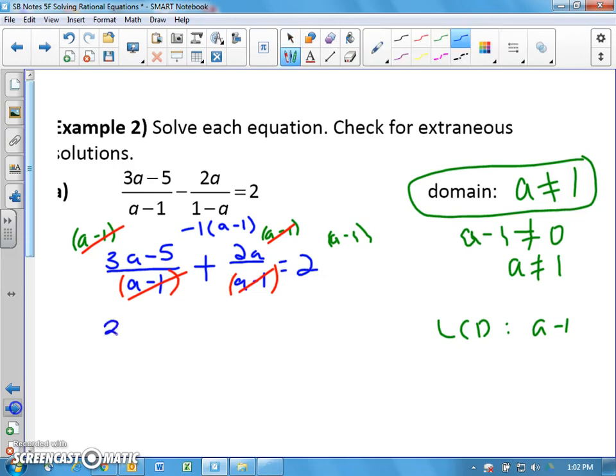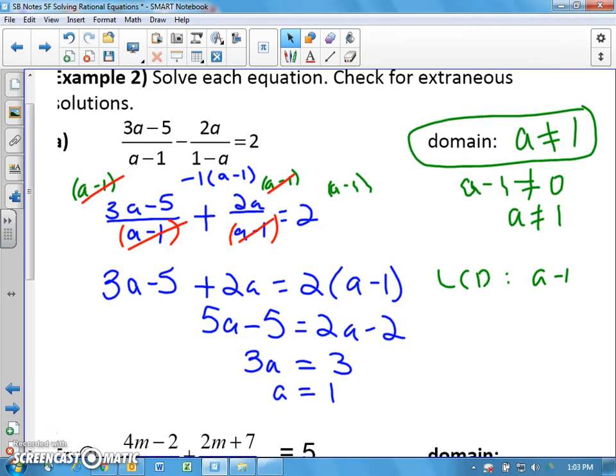So now my equation is 3a minus 5 plus 2a equals 2 times a minus 1. So we're going to distribute, combine like terms, and solve again. Pause the video and finish this problem off.